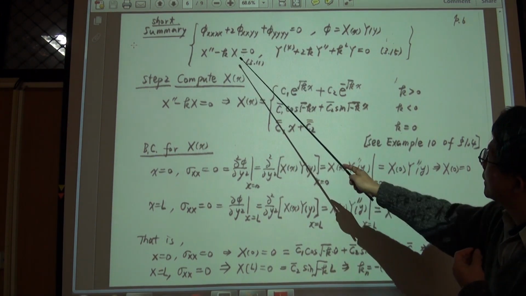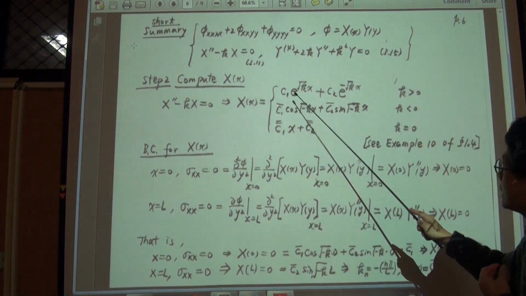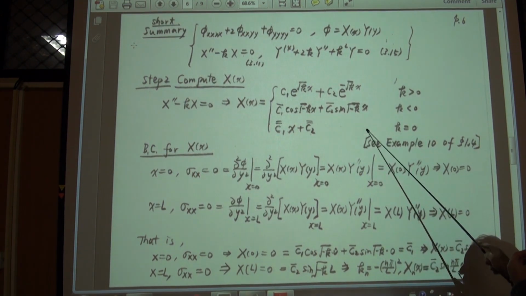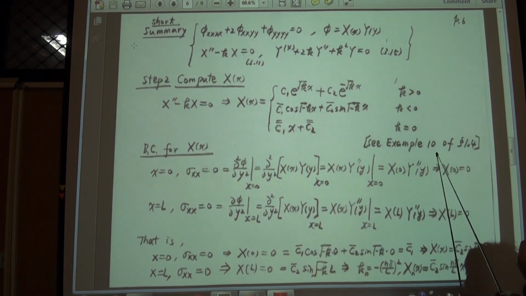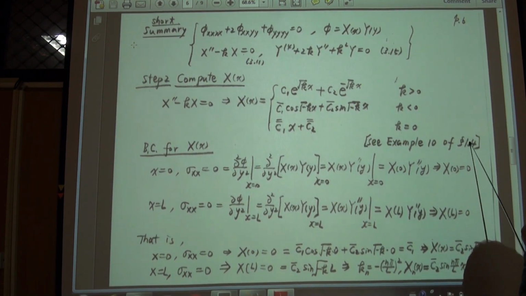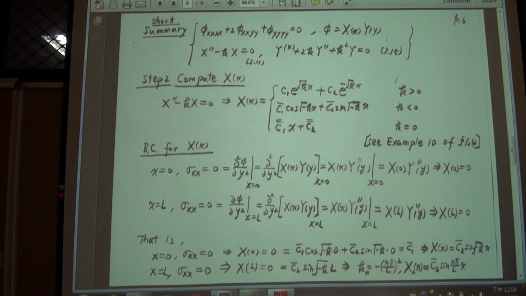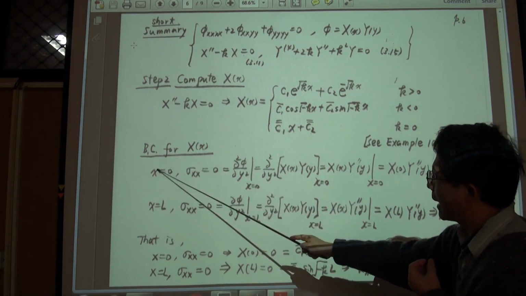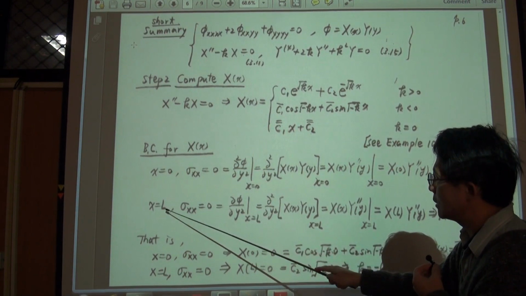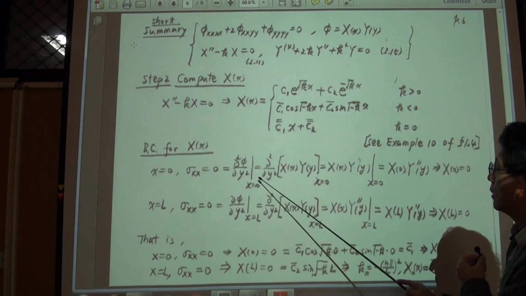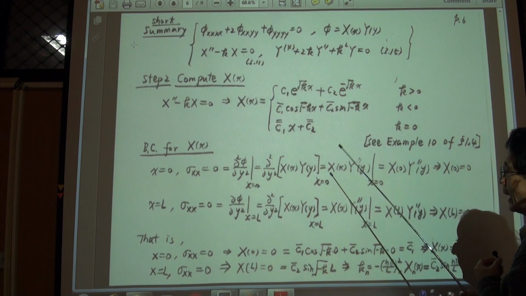See here, the X function satisfies this equation, and this equation will give us three possibilities of solution. We have already done this example before. In section 1.4, example 10, we have this result. By applying the boundary condition sigma xx equals 0 at x equals 0 and x equals L, we can solve this function and get the eigenfunctions.